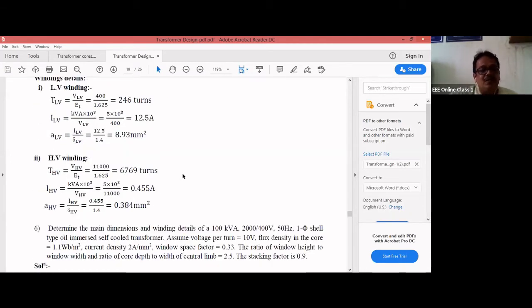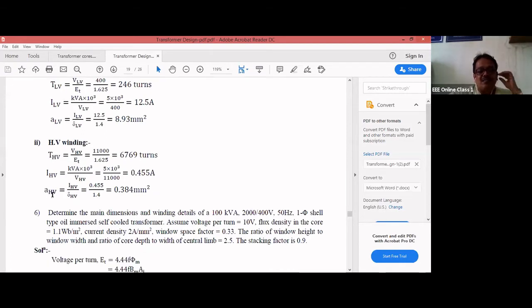Likewise, you can find out the winding details of HV winding. So THV is nothing but what? VHV by ET. You put voltage on HV winding, nothing but your primary winding. Otherwise, you can use TP equal to VP by ET. That formula also you can use. So 11,000 divided by 1.625, 6769 turns. Similarly, find out IHV, kVA into 10 power 3 by VHV. So I find out 0.45 ampere.